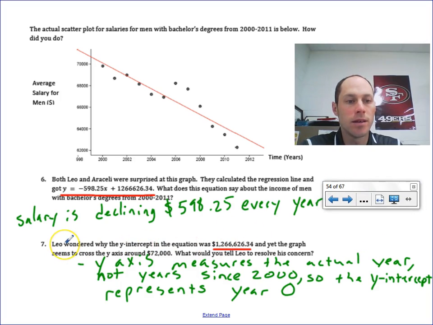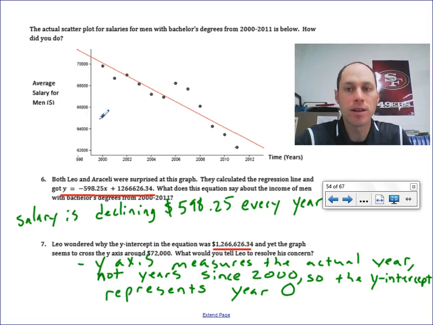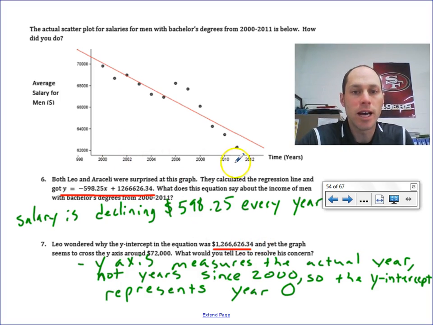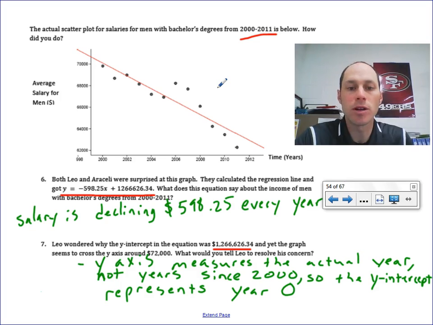And then number 7, now Leo's wondering why the y-intercept says 1 million, but on the graph it shows something different. That's just according to the way that we have it graphed. So look at the time in years. Remember, y-intercept is when x is 0. So we have to go back to year 0 in order to figure out what the y-intercept is according to the equation. We just skipped ahead to the 2000s because that's the only salaries that we looked at.